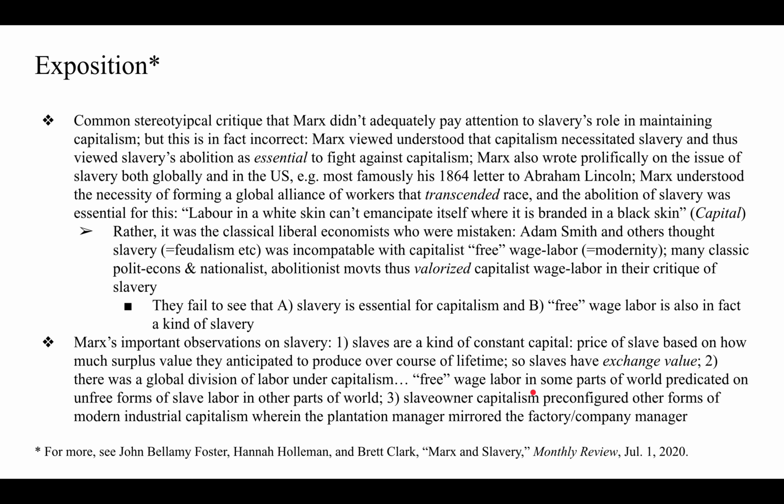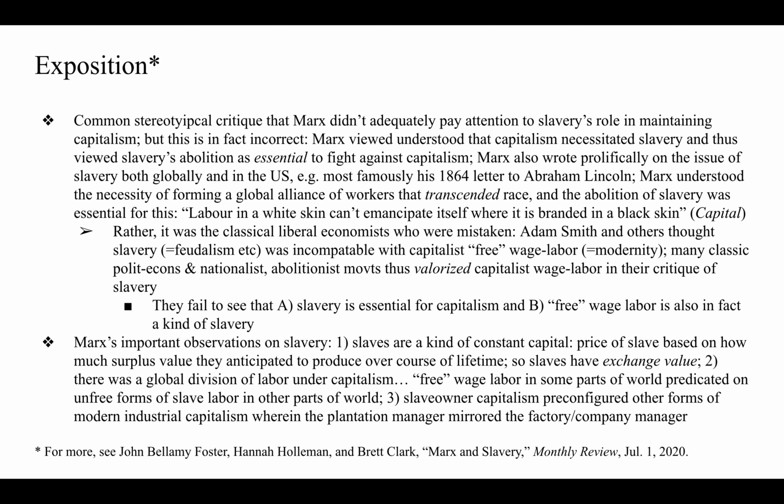A second thing that Marx noted about slavery was that there is a global division of labor under capitalism, wherein free wage labor in some parts of the world is predicated on unfree forms of slave labor in other parts of the world. And we see this today quite clearly. I don't need to explain to you where most of the products we buy come from, or the conditions that most of the products we buy are produced under, which in many cases is quite terrible.